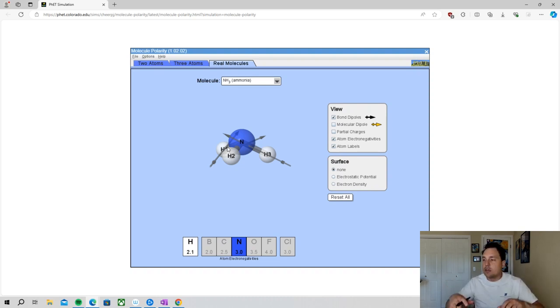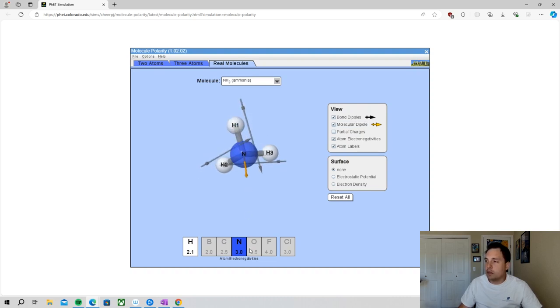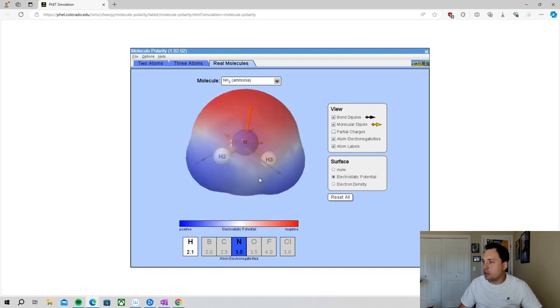in a single plane. The X and the Y component will cancel, but the Z component won't. And so we'll get an overall molecular dipole that goes through the middle of the molecule towards the lone pair. We can see that this molecule is very polar. Got a large lobe of negative potential above the molecule, where the lone pair is.